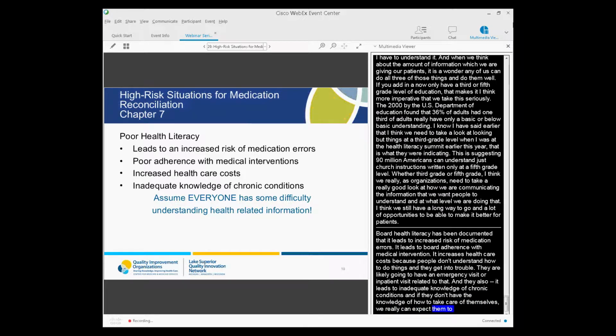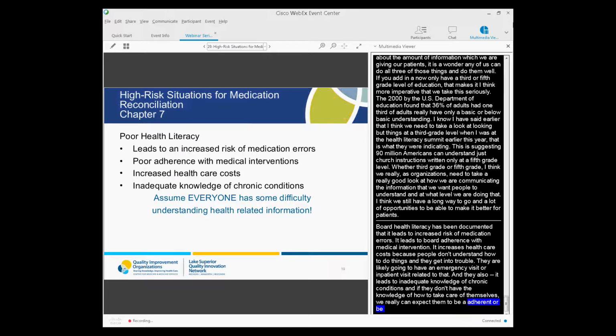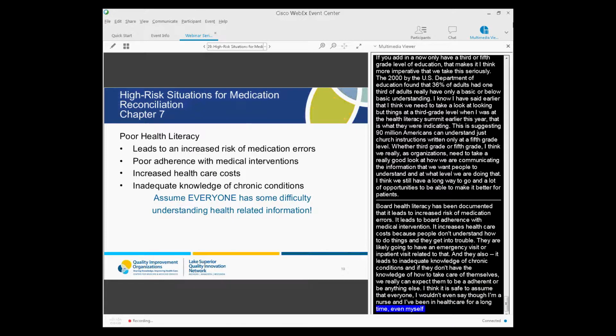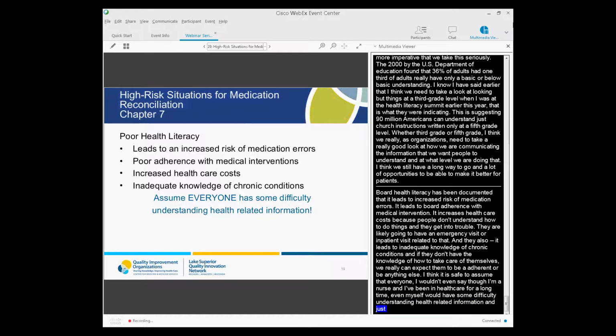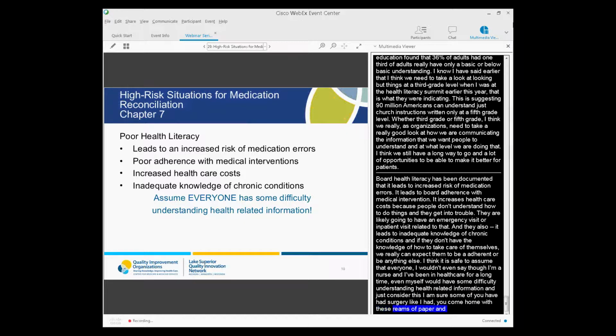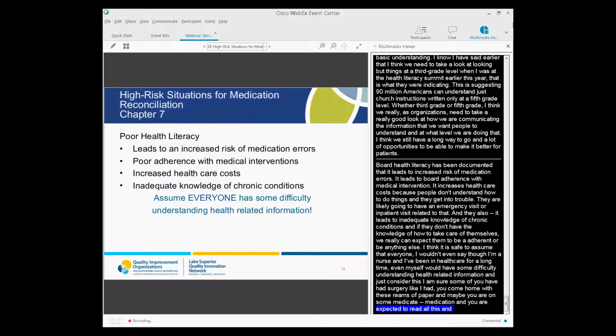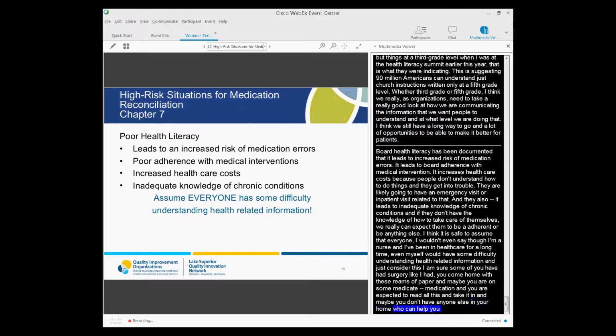So I think it's safe to assume that everyone, and I would even say, though I'm a nurse and I've been in healthcare for a long time, even myself would have some difficulty understanding health-related information. Just consider this: I'm sure some of you have had surgery just like I have, and you come home with these reams of paper, and maybe you're on some medication, and you're expected to read all this and take it in, and maybe you don't have anyone else in your home who can help or support you. So again, I think health literacy is something that we don't pay enough attention to.